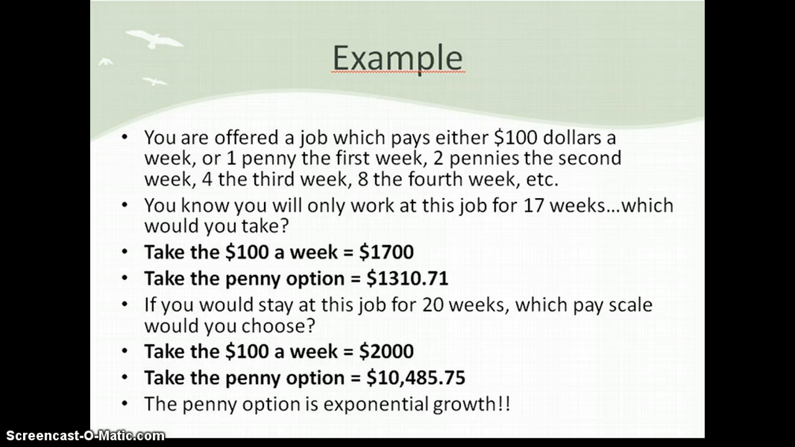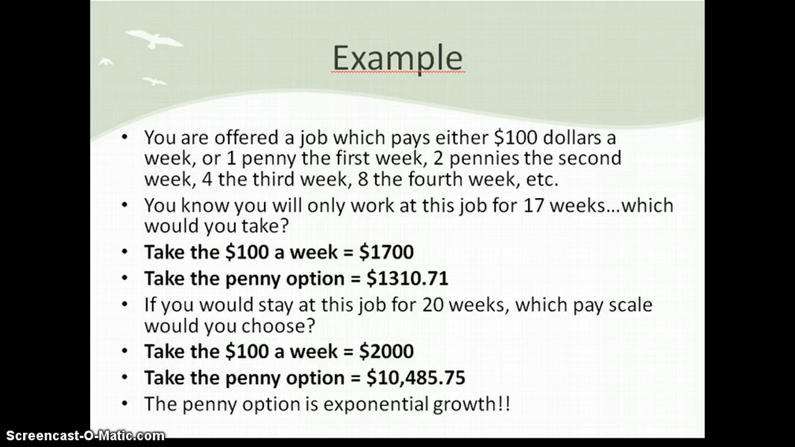If you take $100 a week, that earns you money in a linear fashion. You get $100 every week. The amount of money you have increases by the same amount over the same period of time. That's linear growth. You would earn $1,700. If you take the penny option, you wouldn't earn quite as much. You would earn $1,310.71 with the doubling of the pennies with each week over 17 weeks.